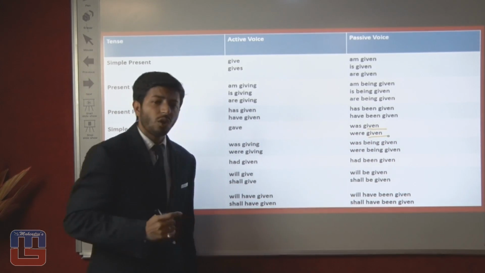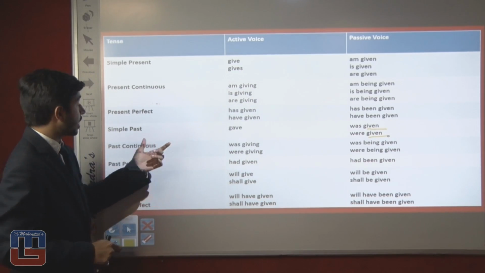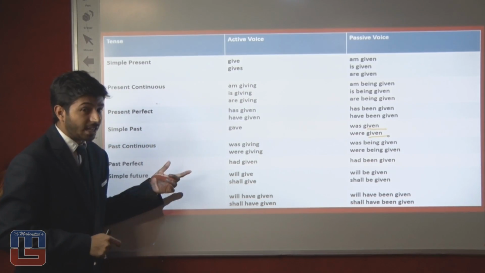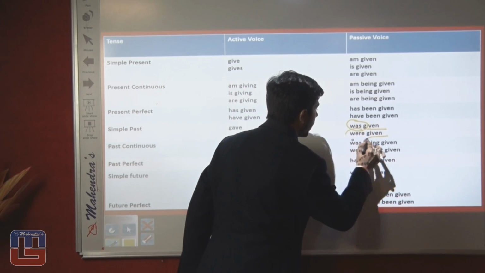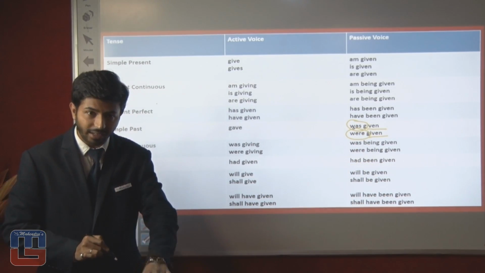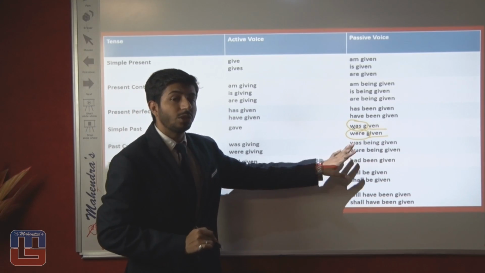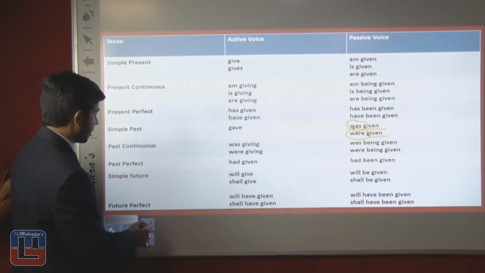The question is, what type of helping verb should be used in this sentence? The sentence is a simple past sentence, so we should use either was or were, depending on the subject of the sentence. If the subject is singular, we should use was, and if it is plural, we should use were. So this is the structure.